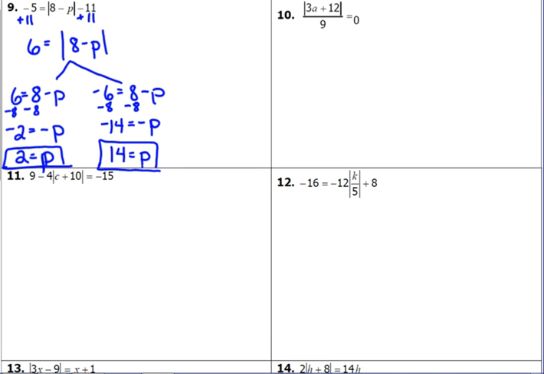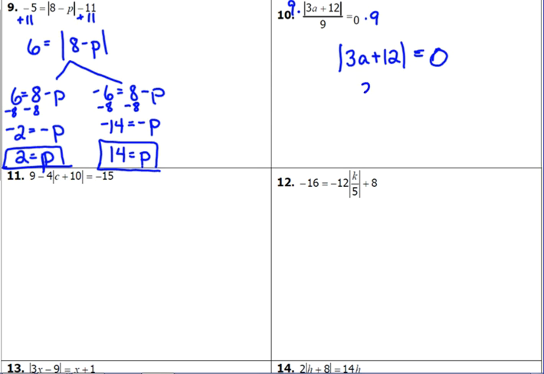Alrighty, let's look at number 10. Absolute value of 3a plus 12 over 9 is equal to 0. So we multiply both sides by 9. What happens when we multiply 0 by 9? We still got 0. Okay, does 0 have a negative? No. 0 is neither negative nor positive, okay, because 0 is the center.